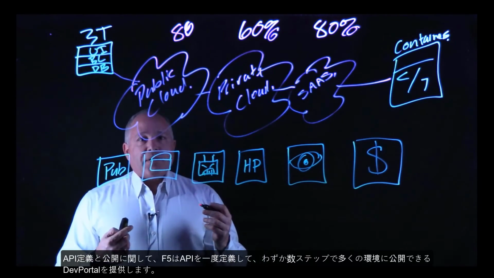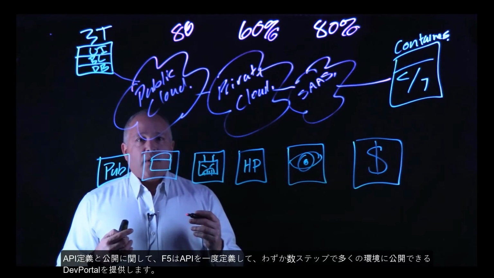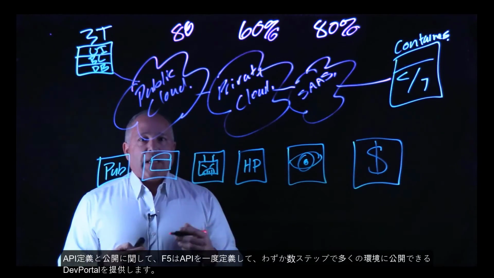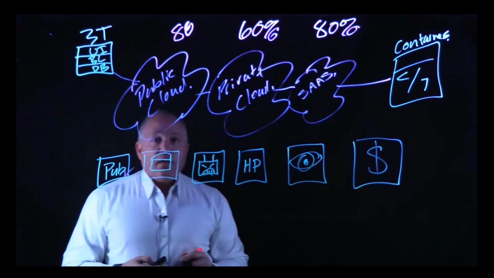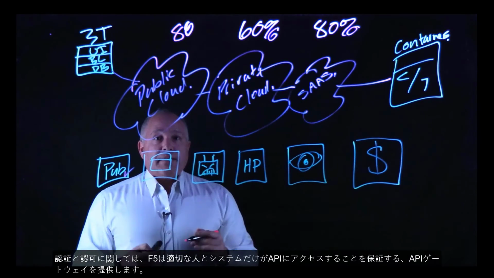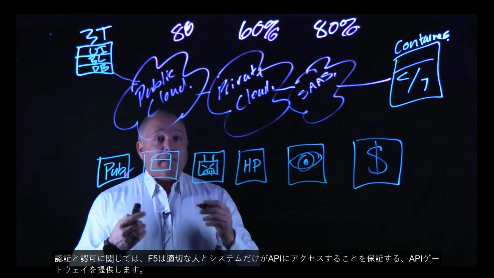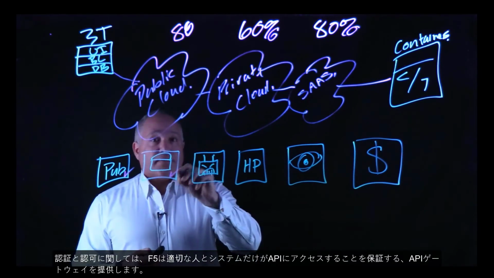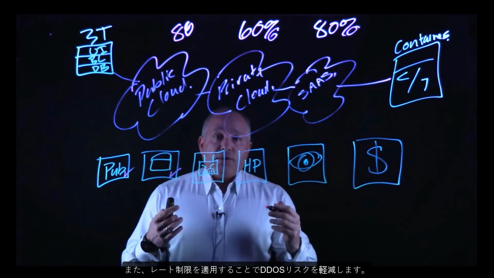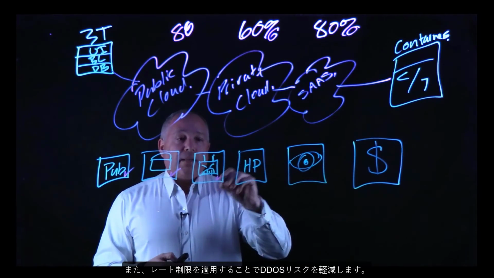For API definition and publication, F5 provides a dev portal where you can define APIs once and publish them to many environments in just a few steps. For authentication and authorization, F5 provides our API gateway, ensuring that only the right people and systems have access to your APIs. We also mitigate DDoS risk by the application of rate limiting.